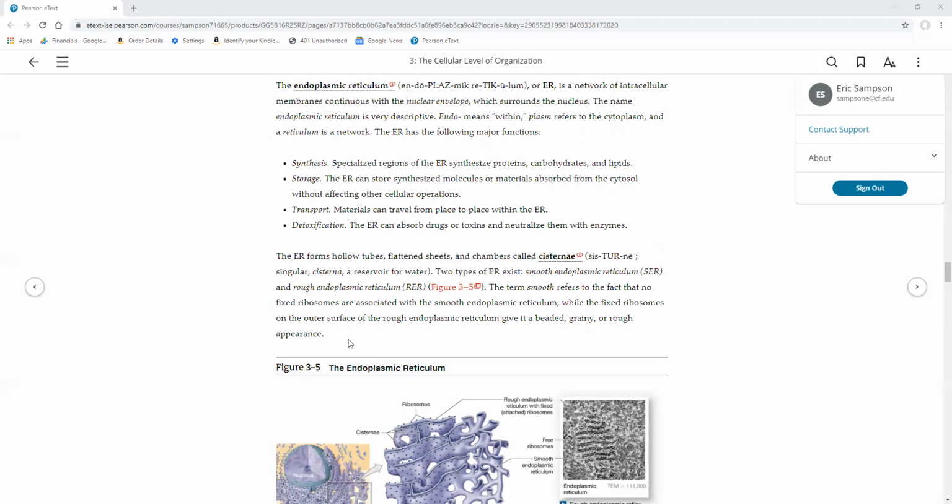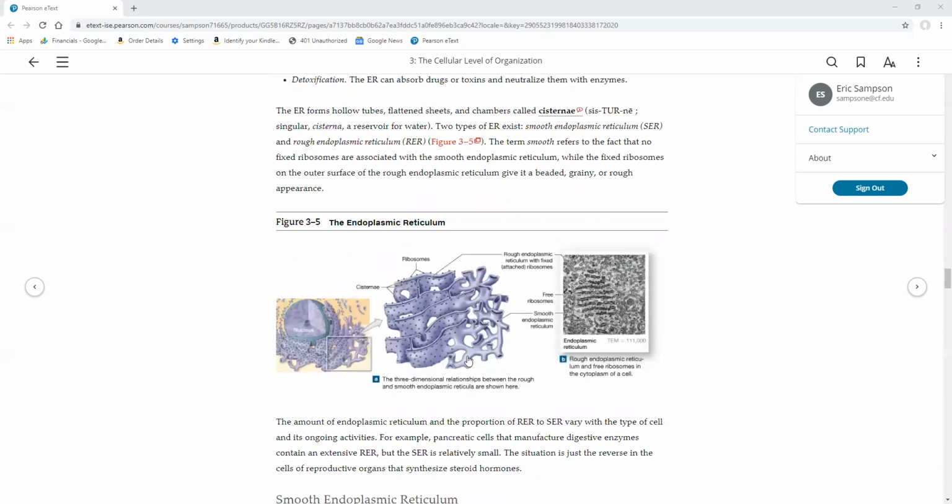Two types of ER exist: smooth ER and rough ER. The term smooth refers to the fact that no fixed ribosomes are associated with smooth endoplasmic reticulum, while the fixed ribosomes on the outer surface of the rough endoplasmic reticulum give it a beaded, grainy, or rough appearance.